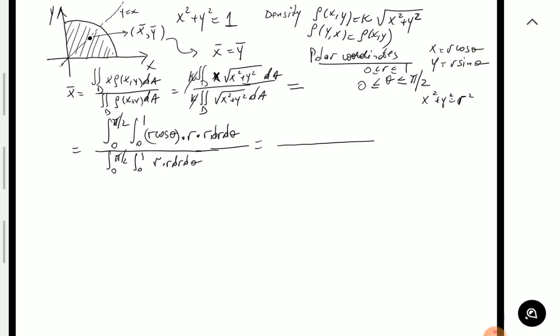Both integrals split into a product of two integrals, the integral in theta times the integral in r. So on the top, I'll have cosine theta d theta and r cubed dr. On the bottom, the integral in theta is just 1 d theta, and the integral in r is of r squared dr.